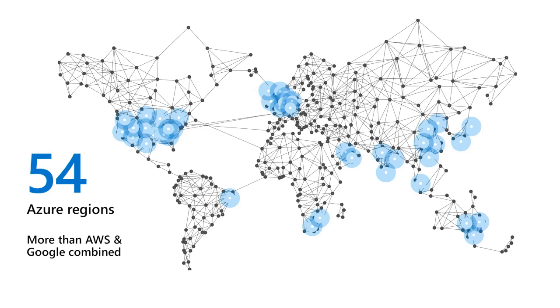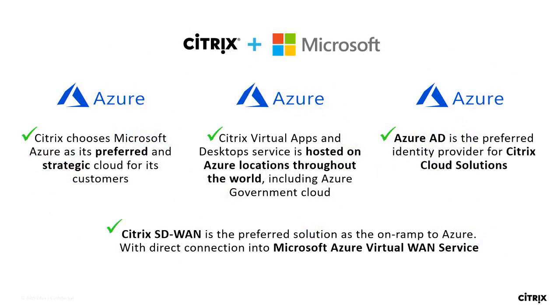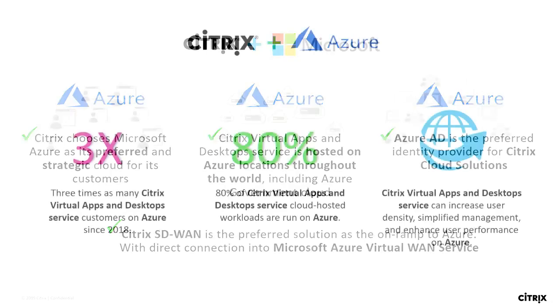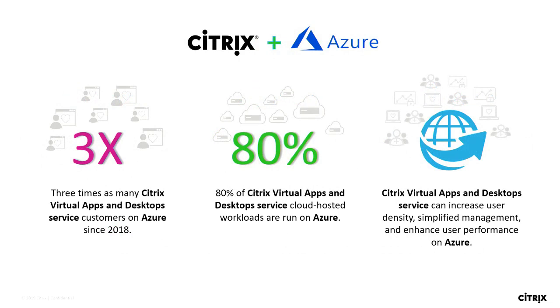And where is Citrix? We're right there in lockstep with them. So starting back in 2016, Citrix made the commitment that we were invested in Azure. It was our preferred and strategic cloud. And from that point forward, we've continued to invest in it. With us, the Citrix Virtual Apps and Desktop Service has a global presence in Azure. We've actually introduced new regions starting within Azure Gov. And from an integrated solutions perspective, you can see that it's our preferred identity option with Azure AD, as well as integration with our SD-WAN technology with the Azure Virtual WAN service. So again, it's just a key area of focus for Citrix is our integration with Azure.